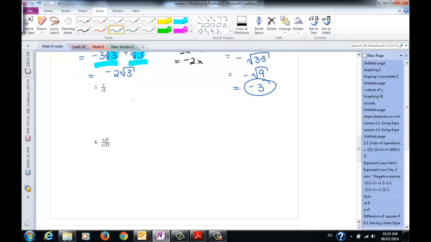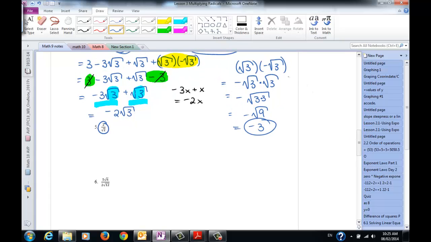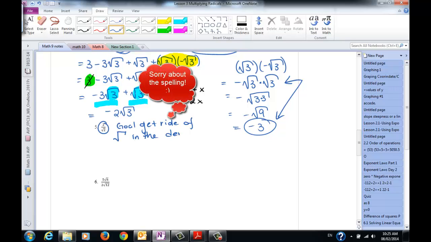Next one. We have 2 divided by root 2. Now, one thing about fractions is that we don't like leaving negatives in the denominator. Okay? We also don't like leaving roots in the denominator. So what we noticed up here is that when we multiply a root by itself, we end up with an integer. So in this case, our goal is to get rid of a root in the denominator.